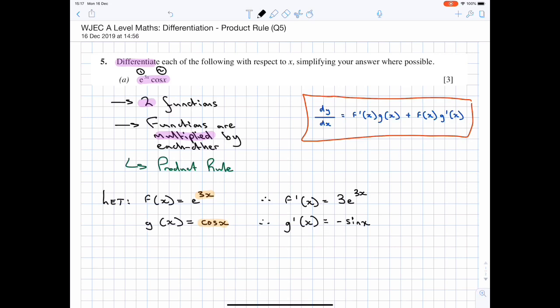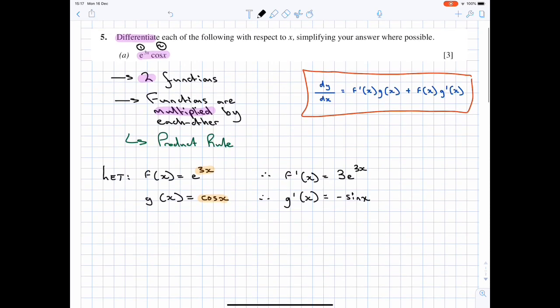And once we've done that, we have both the f prime x and g prime x, which is 3e to the 3x and minus sin x. And now that we've done that, we are actually ready to use the expression for the product rule shown in the red box above.